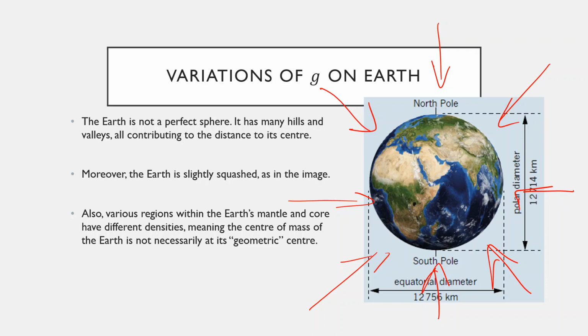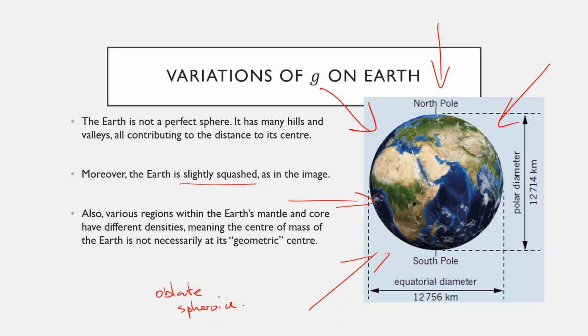First of all, it's slightly squashed, as you can see with the distances that are written in this diagram. The distance between the North Pole and the South Pole is actually slightly shorter than the distance from opposite sides of the equator. It's due to the fact that the Earth is rotating and things like that. So it's not a sphere, it's an oblate spheroid. Look it up, I'm not making it up. And also the Earth's not uniform in density. There's more water on one side, and probably more dense minerals in one portion of the Earth. So it's not uniformly dense.